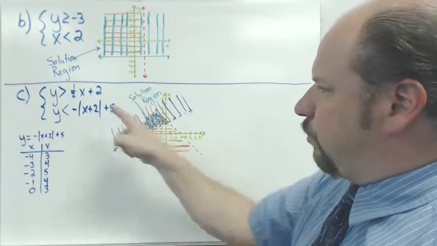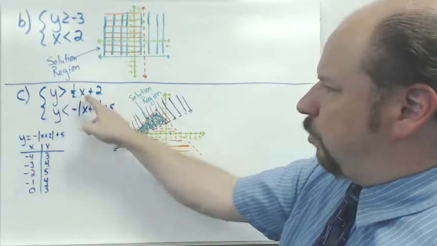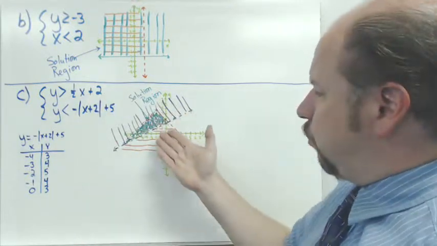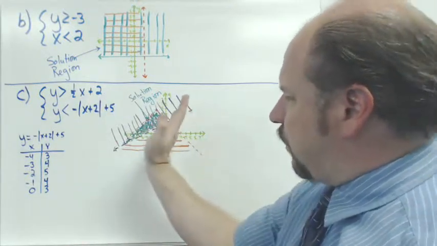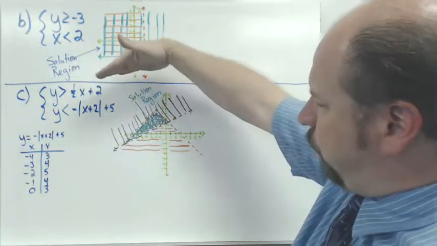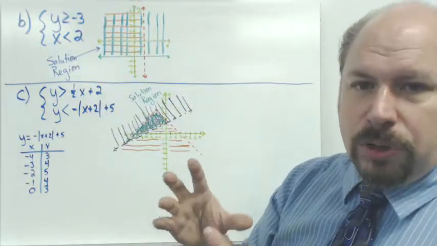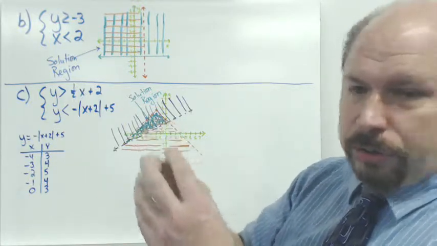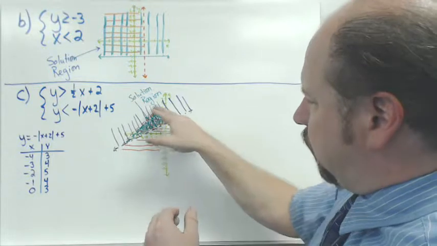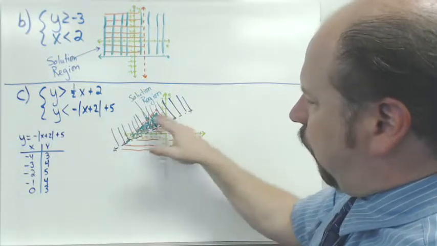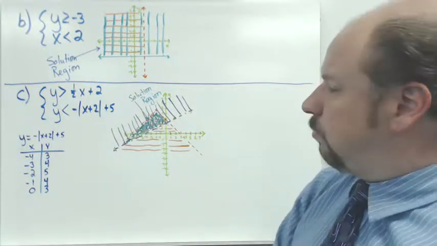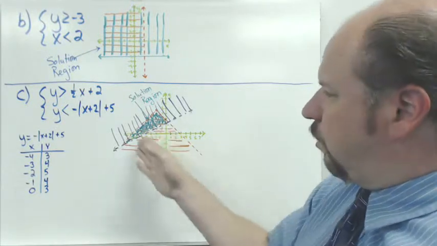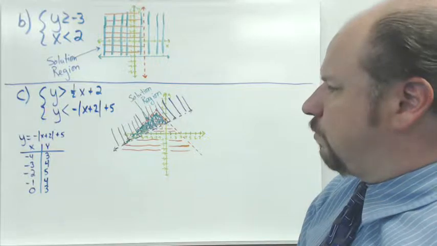So let's try (0, 0). 0 is greater than 0 plus 2. 0 is bigger than 2. Well, that's not true. So we don't shade this side of that line. We shade the other side of that line. So it's above. So notice this time our overlapping region is bounded on all three sides here. So it makes this triangular region right here our solution region. So it doesn't have to go on continuously when we have a situation like this.